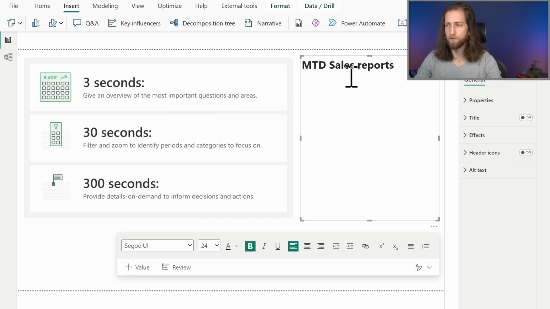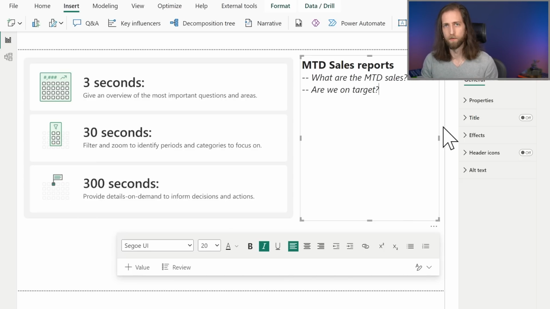Specifically, what we're going to do is we're going to try to answer some very basic questions. Questions like, what are the month-to-date sales? Are we on target? Yes or no? Ideally, we should be able to answer these questions in 3 seconds or less. When a user comes to the report, this is the most basic information that should just jump out at them so that they can see it and understand it at a glance.